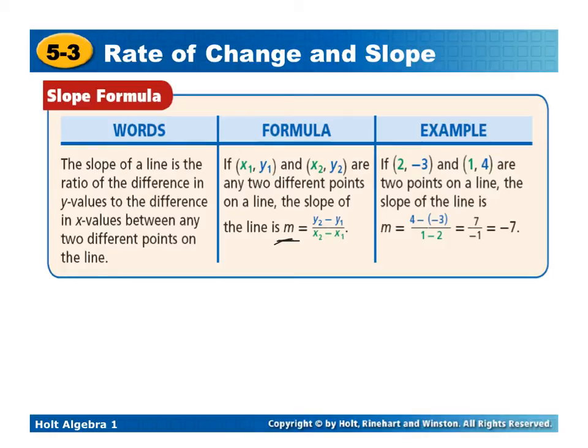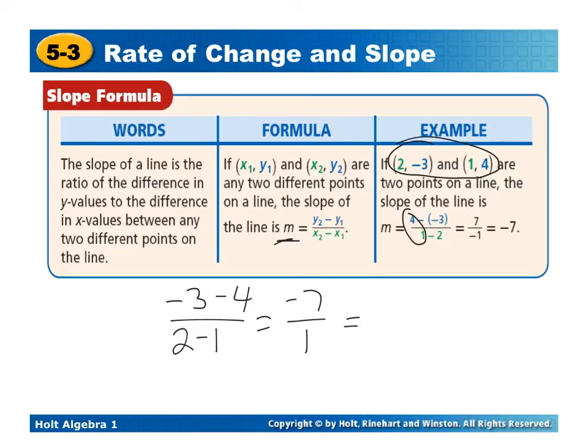x2 minus x1. Now here's an example where they use 2, negative 3 and 1, 4. They've chosen 1 and 4 as their x2, y2 point. So 4 minus negative 3, over 1 minus 2. Like I said, notice they're consistent. I can show you that by taking negative 3 minus 4 and then 2 minus 1, and I'll find the same slope. Negative 3 minus 4 is negative 7. 2 minus 1 is 1. Negative 7 divided by 1 is negative 7, which is the same slope they had there.